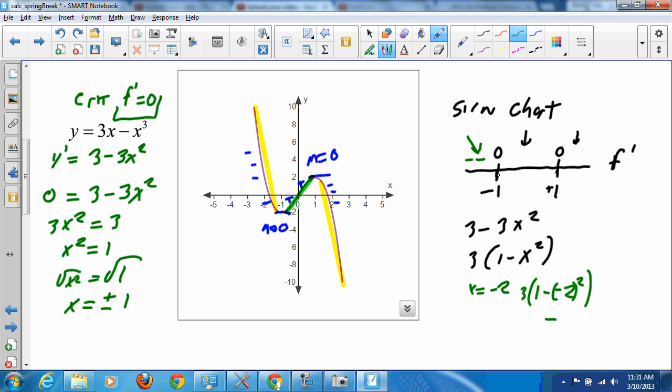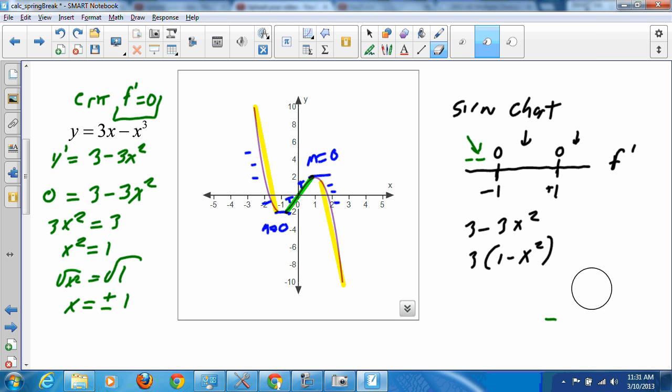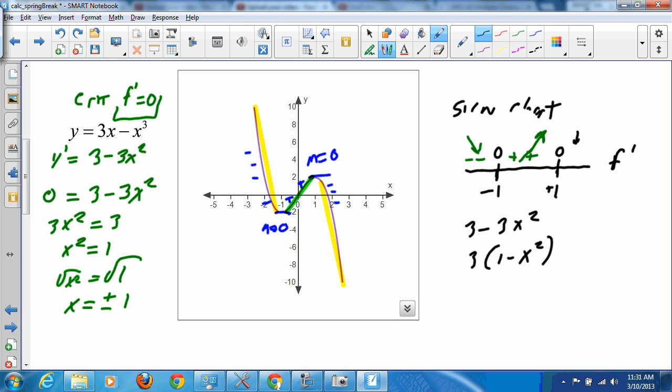Then the next interval is between negative 1 and 1, and always a good choice is to pick 0. So if you put a 0 in, 1 minus 0 squared is positive 1. Multiply that by 3, it's still positive. So here we have an interval where everything is positive. When it's positive, that means that the function is increasing. Increasing. Okay. Let me rewrite the sign chart there.